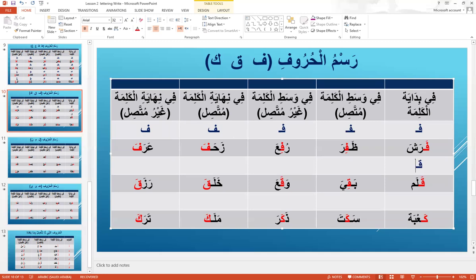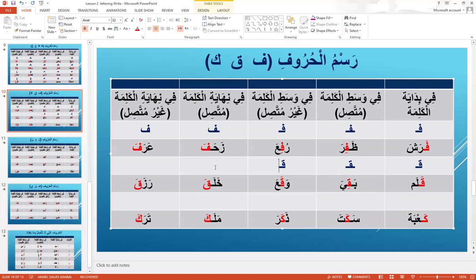So we write qaf with its connection in the beginning by default. So qaf fi wasatil kalima muttasil. So the connection first, then qaf, then connection. Then qaf fi wasatil kalima ghayr muttasil. Qaf at the middle of the word not connected. So we write qaf first, then its connection on the left by default.